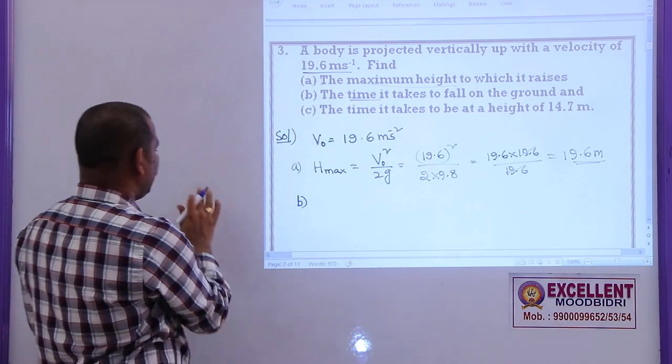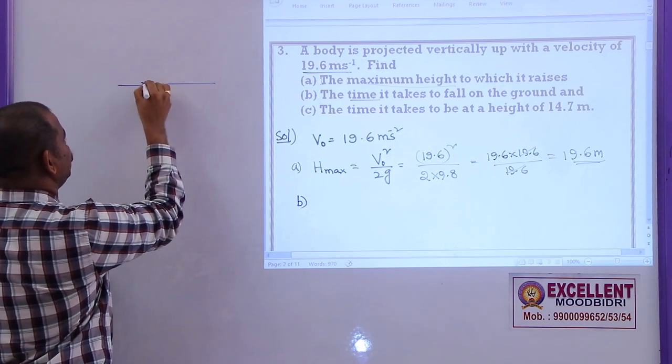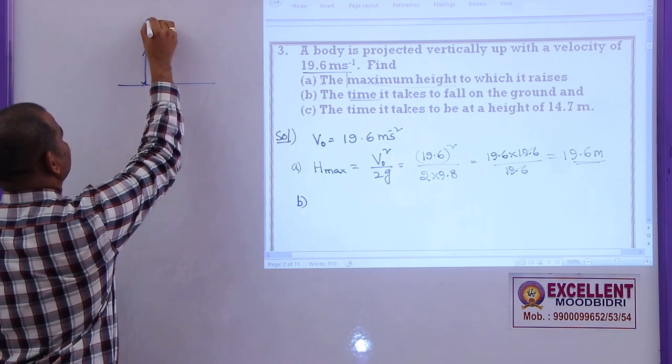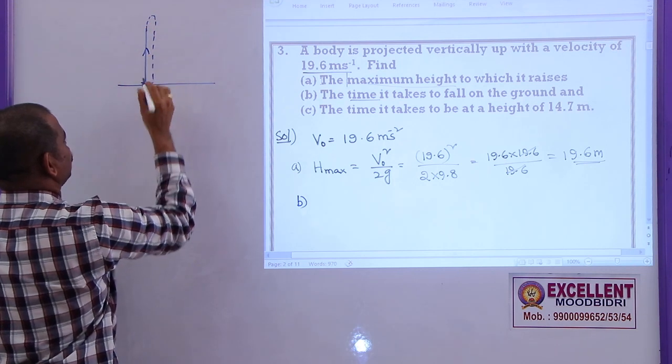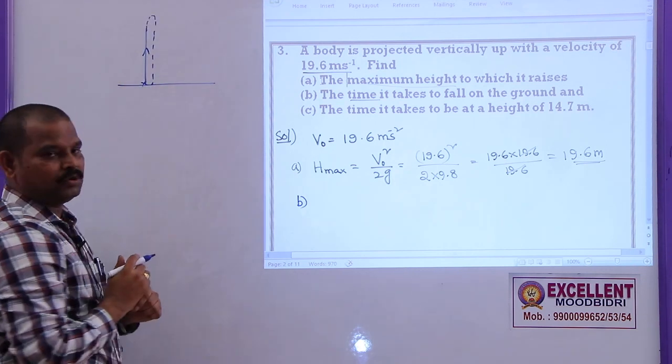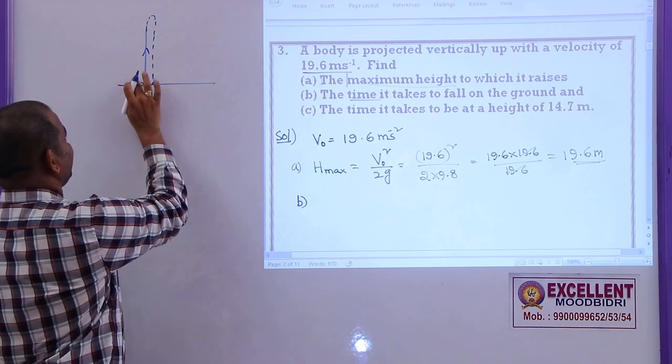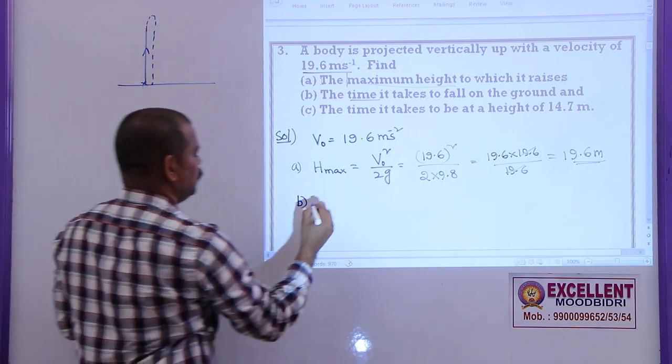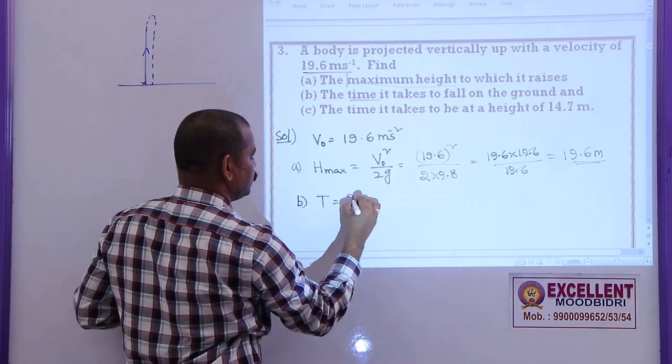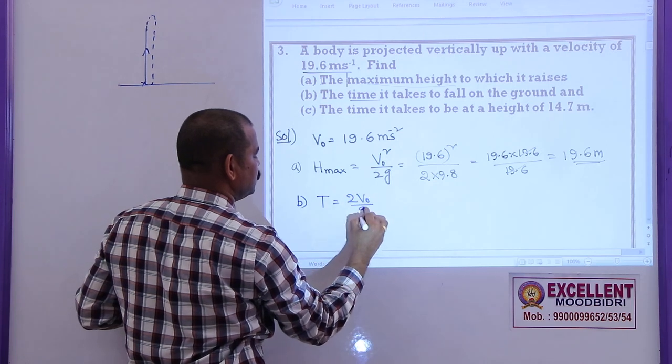So, that means, whenever a body is thrown upwards, it will reach the maximum height, then it falls down. So, what is the total time taken by this body to reach the ground? This is nothing but time of ascent plus time of descent. So, they are asking the time of flight, which is given by 2 v naught by g.